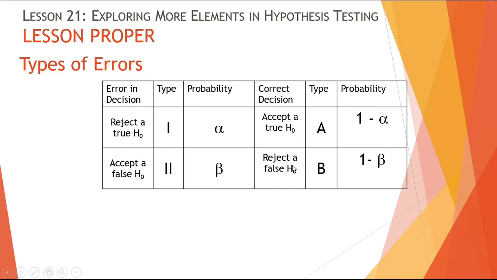On the other hand, dito naman sa kabila, we reject a false null hypothesis. So, 1 minus beta. Bakit? Kasi ibabawas natin yung probability na magko-commit tayo ng type 2 error. Kaya ito siya, 1 minus beta. So, nakuha ba? Okay, good.